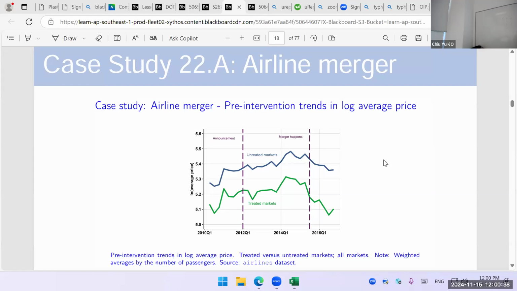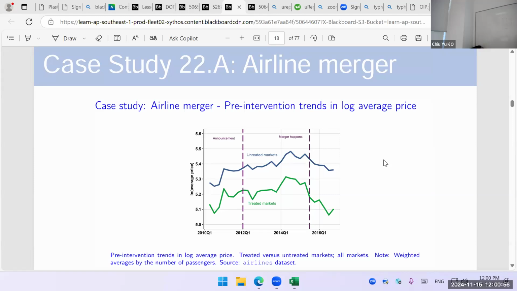What if they do not merge? Then the control group and the treatment group should be very similar. They should go in a similar direction if the merger is not there, because we consider other airlines as a parallel universe for the companies that merge.